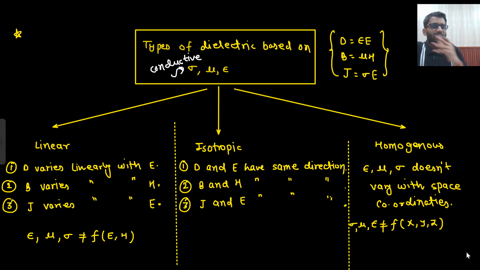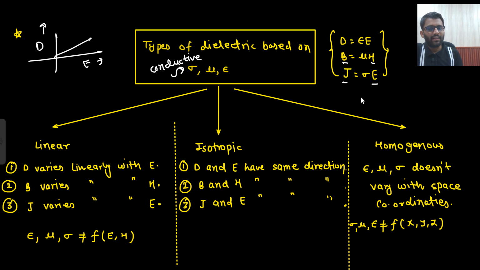Linear means D should vary linearly with E, B should vary linearly with H, and J should vary linearly with E. Like if I draw the graph between D and E, it should be linear. That is known as a linear medium. Same goes for B and H, and same goes for J and E.